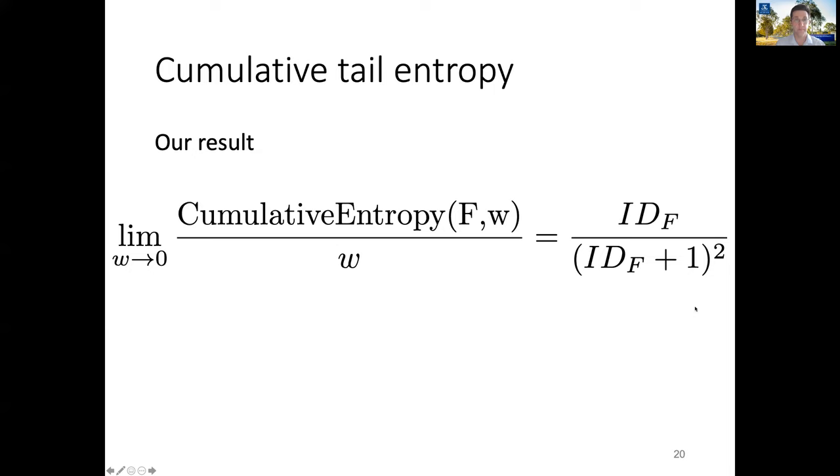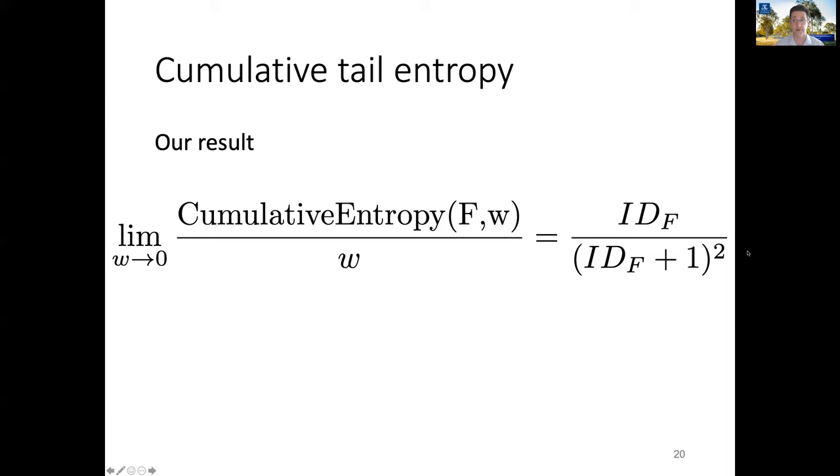Again, we are able to derive quite a nice result that relates cumulative entropy to ID, assuming that the size of the neighborhood goes to zero, using this ID representation theorem, showing that the distribution must have a particular form, that of a power law. So you do the integration, do the manipulations, and we can show that the cumulative entropy normalized by W is ID over (ID plus one) squared of the query. So a nice, simple relationship.